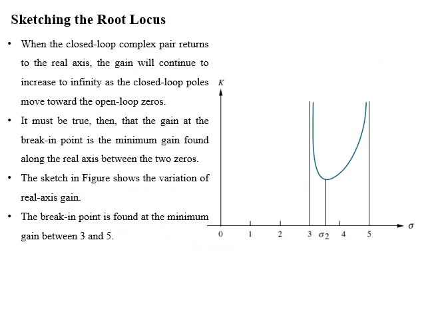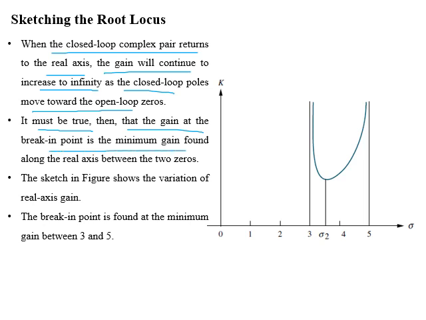Dear students, when the complex pair of poles of the closed loop system returns to the real axis, the gain will continue to increase to infinity as the closed loop system poles move towards the open loop system zeros. Then it must be true that the gain at the break-in point is the minimum gain found along the real axis between the two zeros. And on further increasing the gain, the poles will move towards the zeros on the real axis.